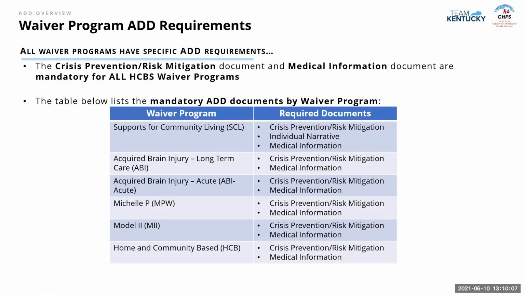All right, so let's look at some specific ADD requirements. I'm not going to go through the specifics for each waiver program, but please take a look at those yourselves. But do note that the crisis prevention and risk mitigation document, as well as the medical information document, are mandatory for all waiver programs. And you can see in the table below the other mandatory documents by program. Keep in mind that there are going to be other necessary documents depending on the specific waiver program, and you can see those in some of those resources that we will provide later.